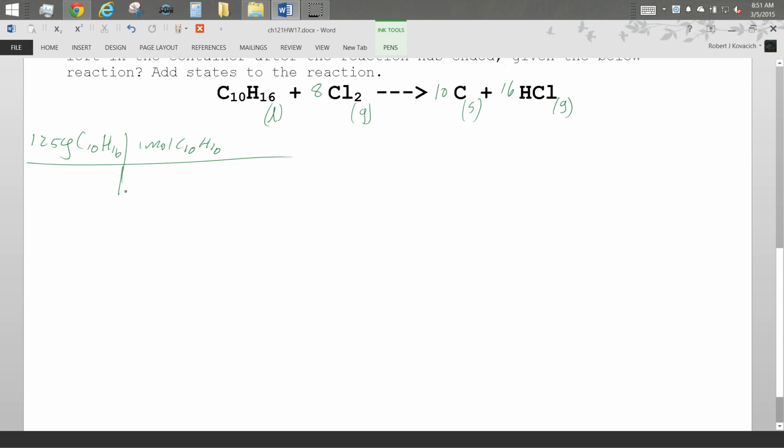So we've got 12.011 times 10 plus 1.075 times 16. So this guy's got a mass of 136.237 grams.